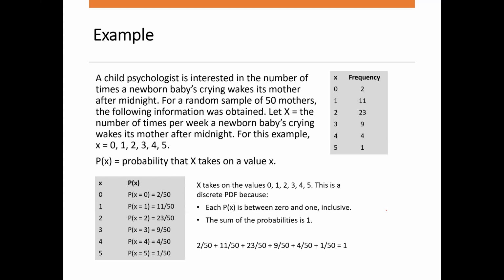And it should kind of make sense that it's a discrete probability distribution, because we created it from a frequency table. If we create it from a frequency table, finding the probabilities by finding the relative frequency, then it's going to be a discrete probability distribution.